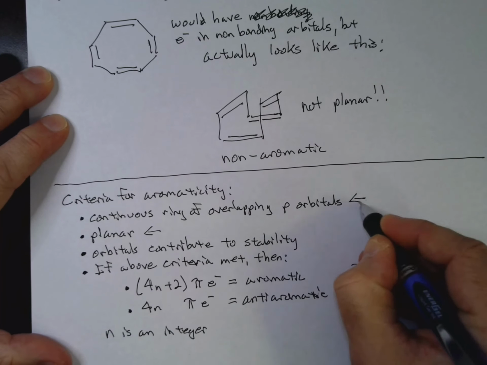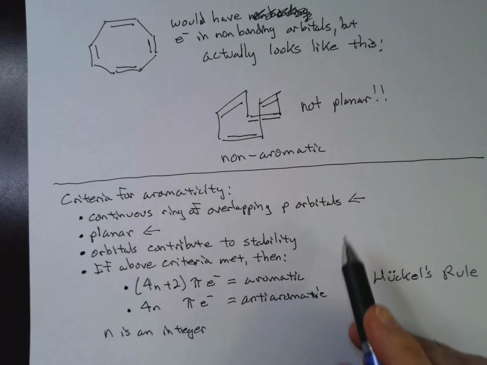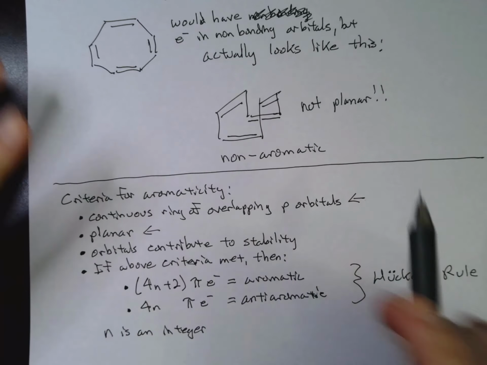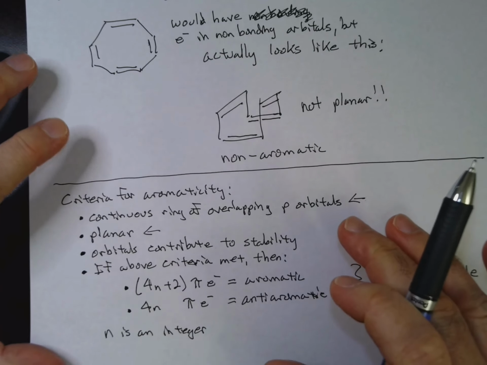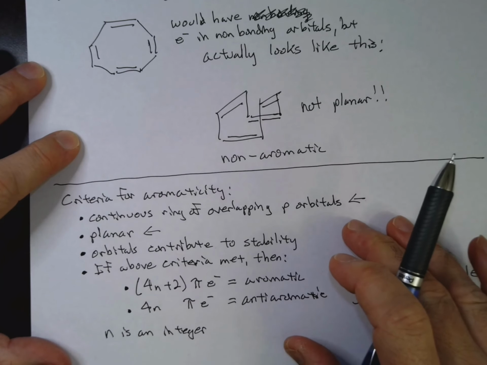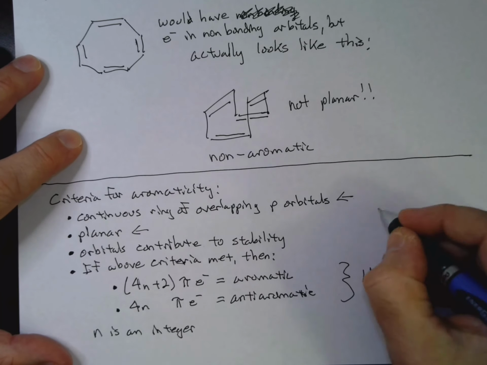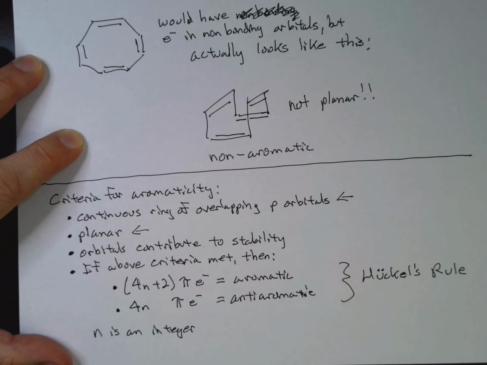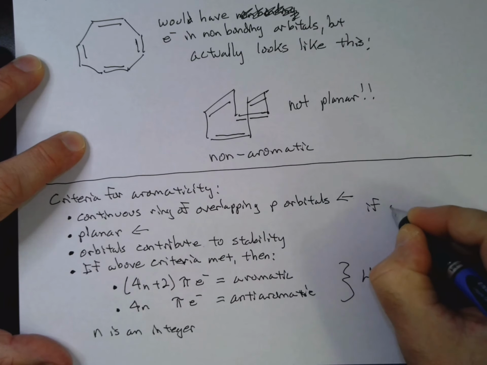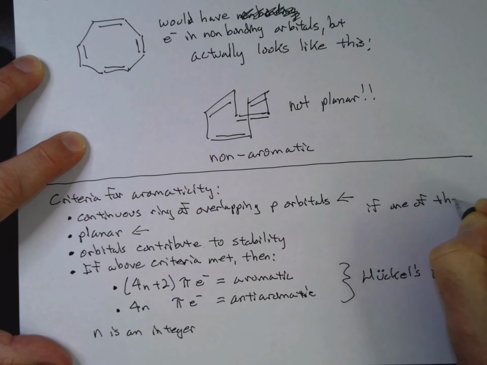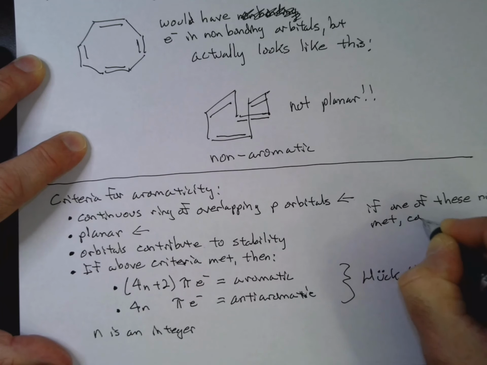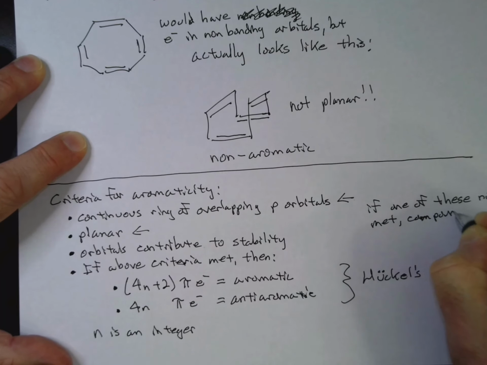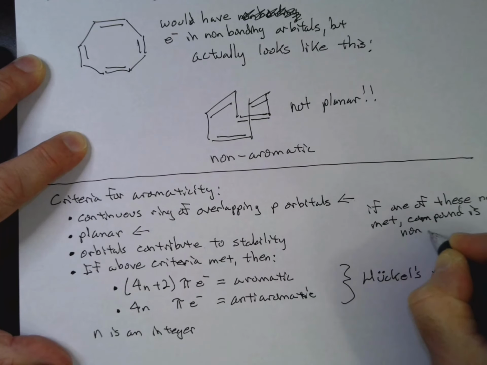or if we somehow break our continuous ring of overlapping p orbitals, then that will make things non-aromatic. So if one of these is not met, the compound is non-aromatic.